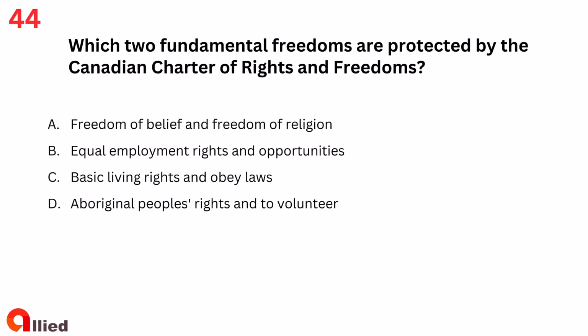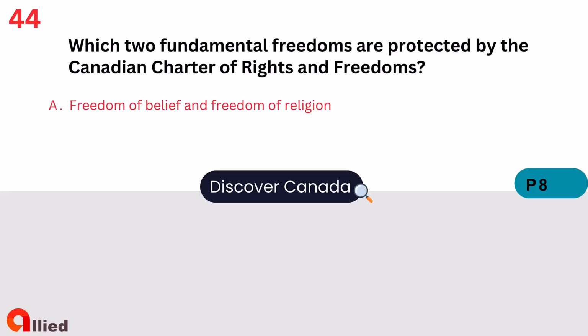Question 44. Which two fundamental freedoms are protected by the Canadian Charter of Rights and Freedoms? A. Freedom of belief and freedom of religion. B. Equal employment rights and opportunities. C. Basic living rights and obey laws. D. Aboriginal peoples' rights and to volunteer. The answer is A. Freedom of belief and freedom of religion.